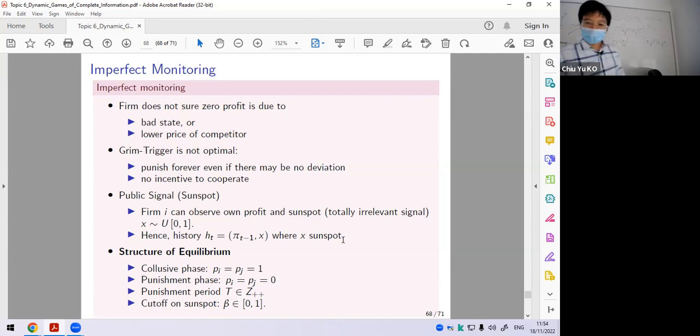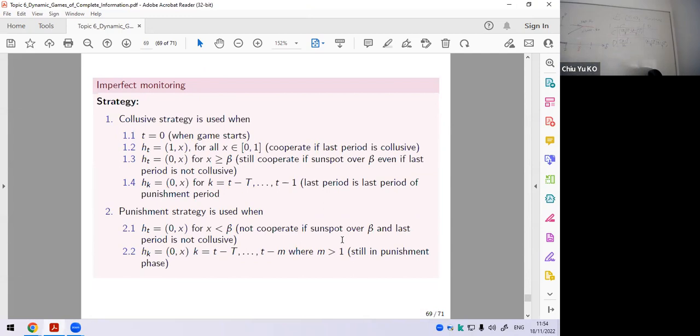The idea is the following. At the beginning of the game, you collaborate. If we have collaborated before, we still collaborate. If we get zero profit but the sun is still good, then we collaborate. If my profit is not good but the sky is still bright, then you collaborate.